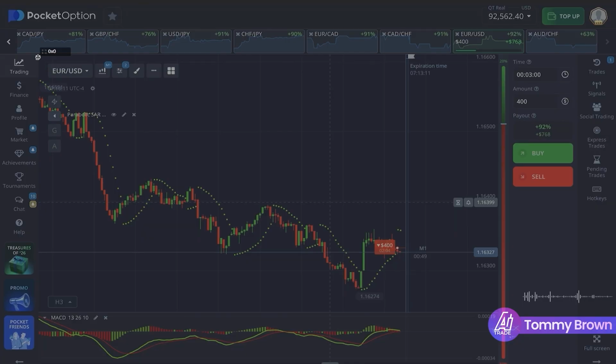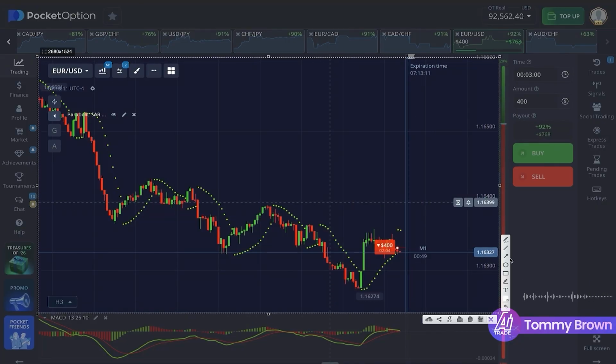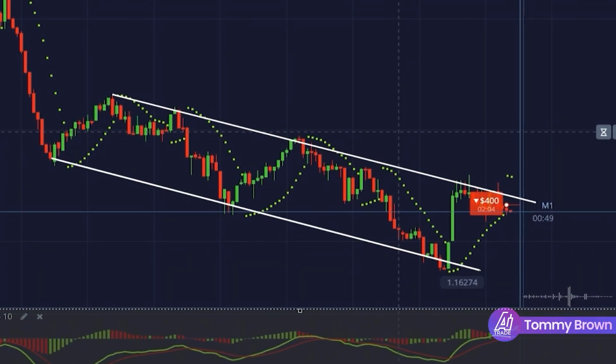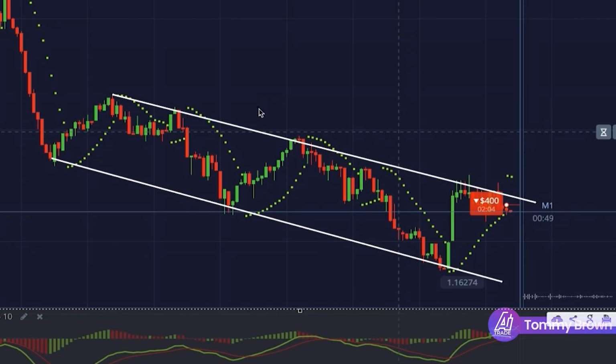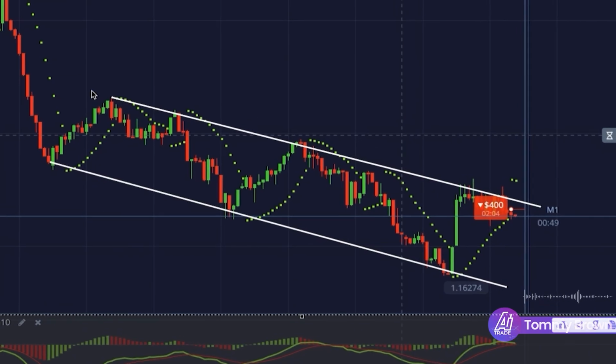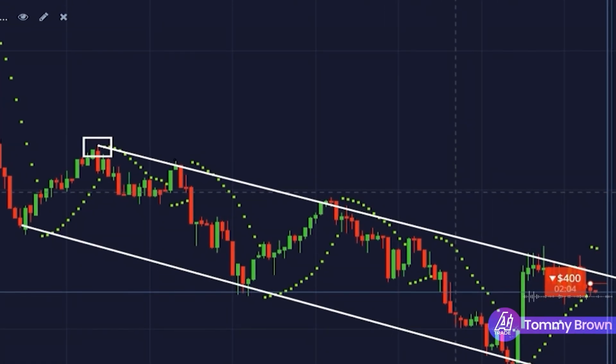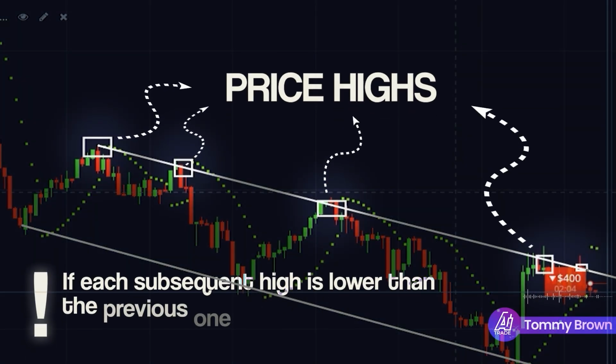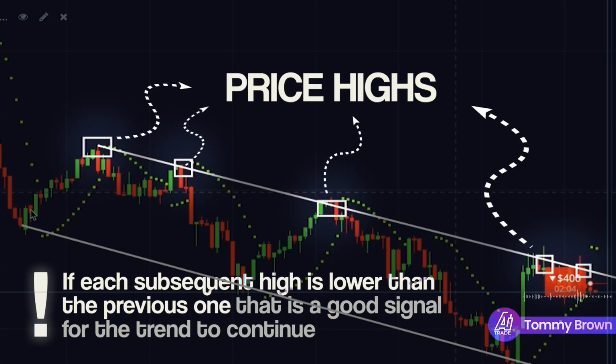Alright guys, let's take a screenshot and highlight the necessary part of the chart. And first, we'll draw the main resistance level and the main support level. If we take a close look at the resistance level, we can see that each successive touch of this level is lower than the previous one. Right here is our first touch, then here is the second touch, and so on. These specific points are what we call the price highs. If each successive high is lower than the previous one, that's a good signal for the trend to continue.